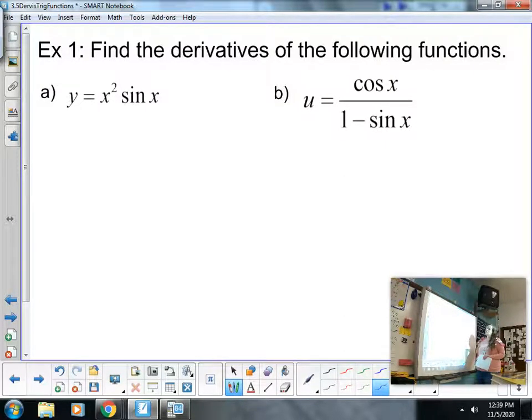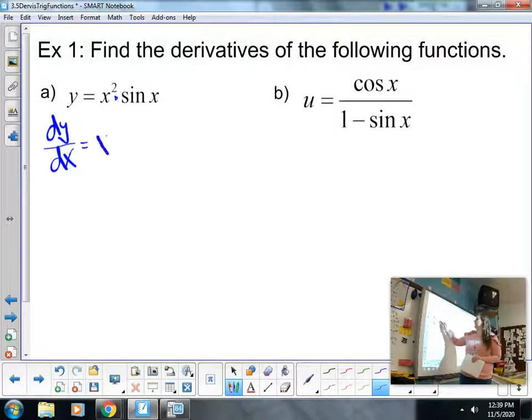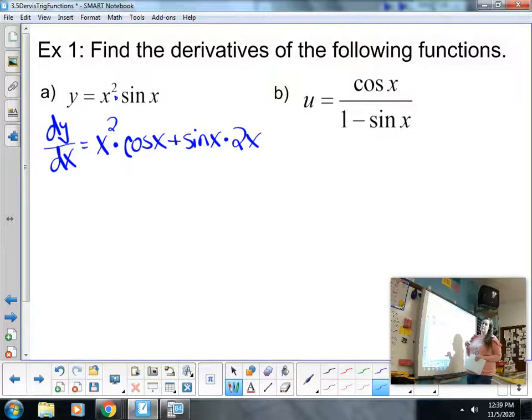Both of these incorporate rules that we learned about in 3.3. In letter A, you have two functions that are being multiplied together. So you will have to use the product rule to find that one. And in part B, I have two functions that are being divided, so we would have to use the quotient rule. So for A, we want to find the derivative. So my dy dx is going to equal the first times the derivative of the second. Well, the derivative of sine is cosine of x, plus the second times the derivative of the first.